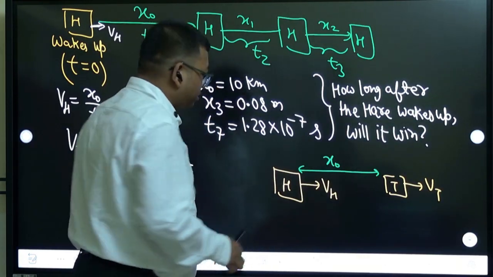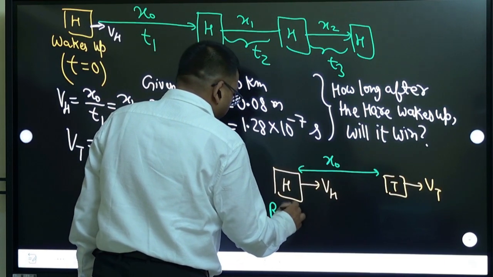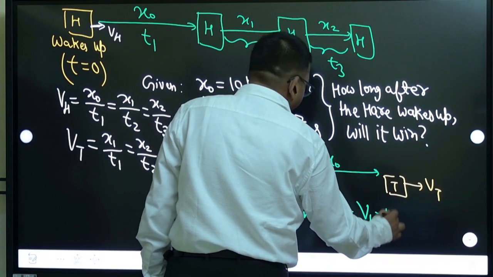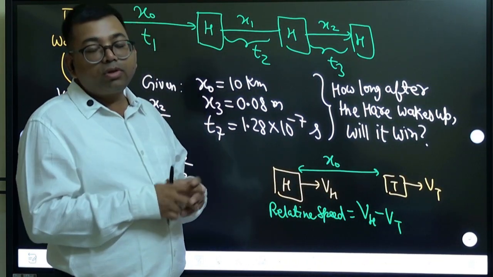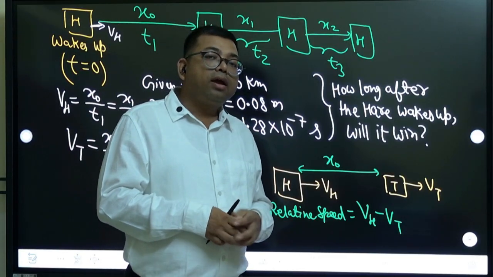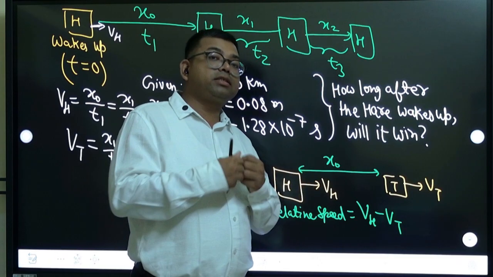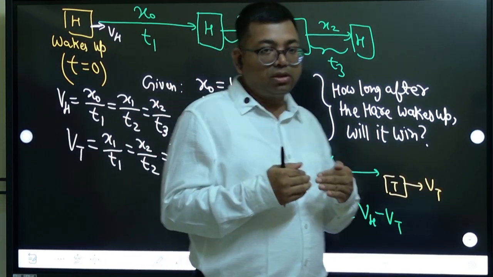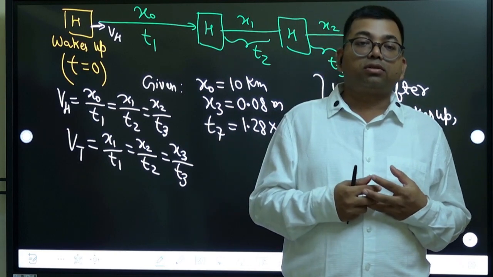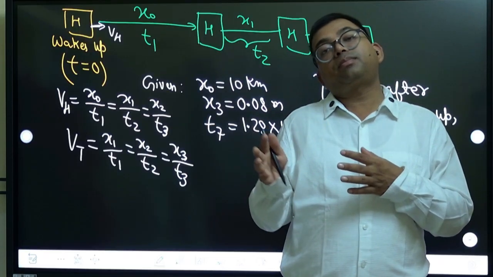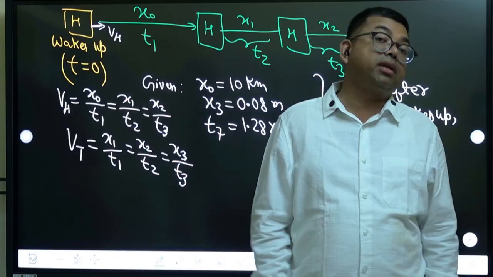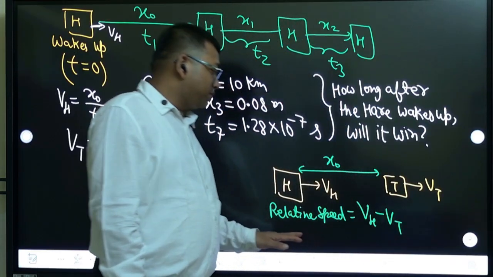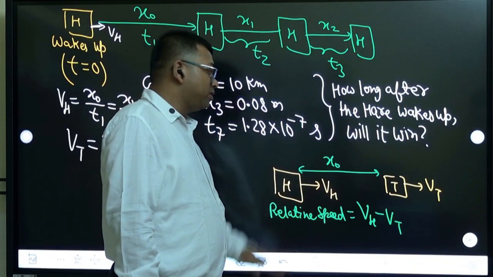So what is relative speed? You know what is relative speed? Because they are moving in the same direction, the relative speed will be vh minus vt. When bodies are moving in the same direction, you have to subtract the speed, and when the bodies move in opposite directions, we have to add the speed, right? Suppose two trains are crossing each other, you will see that they are running faster. But if the other train goes in the same direction, he will see that the other train is running slower, right? That is because of relative speed. So if they are going in the same direction, the relative speed is the difference.